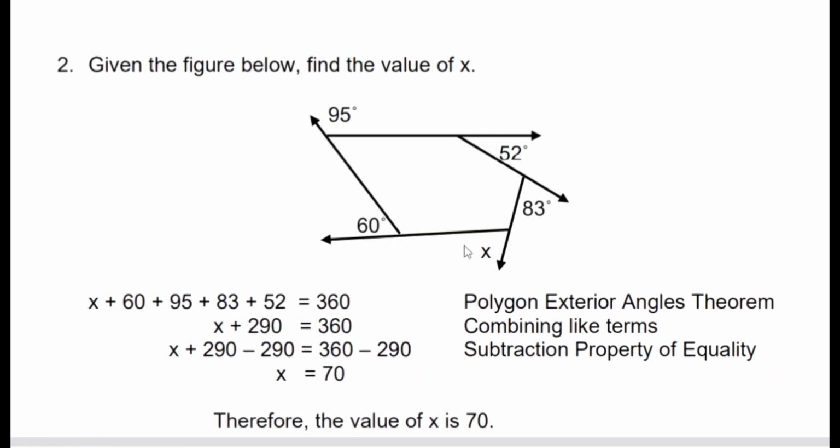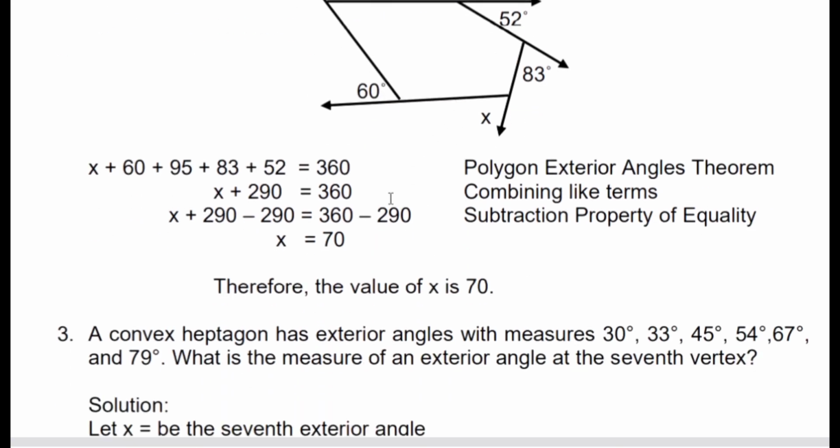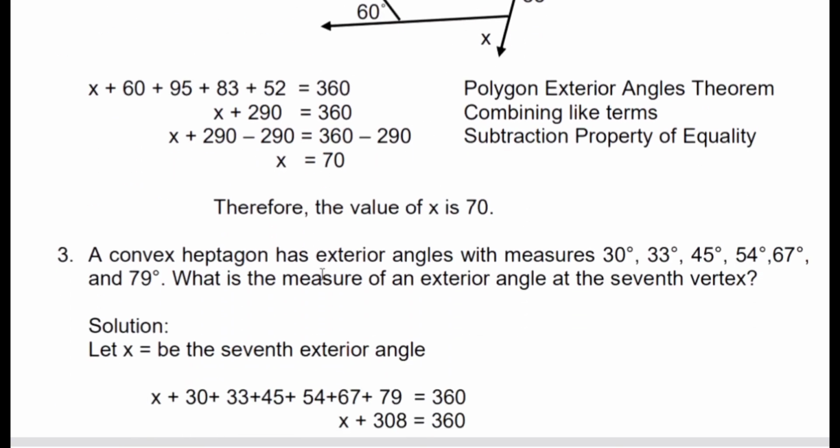For number 2, given the figure below, we have to find the value of x. So we have the pentagon. So same solution, polygon exterior angles theorem. And then combining like terms. So 60 plus 95 plus 83 plus 52 is equal to 290. And then subtract: 360 minus 290 is equal to 70 degrees. So therefore, the value of x is equal to 70 degrees.